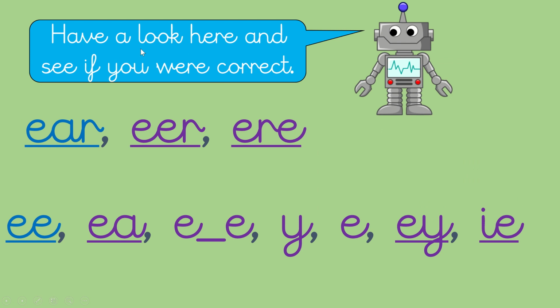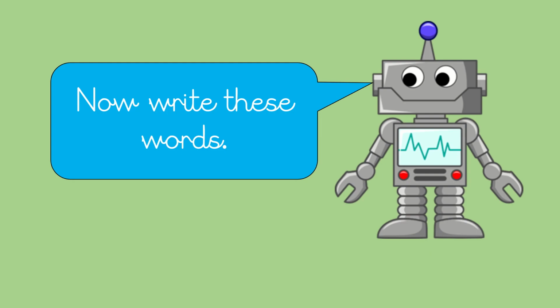Right, so Rex says, have a look here and see if you are correct. Okay, so for ear, you've got E, A and R. That's the Rex way of writing it. And then the 2 Kathy ways are double E, R and E, R, E. And then the 7 different ways are here for you to have a look at. So double E, E and an A, split digraph E, Y by itself, E by itself, and E and a Y and an I and an E. So well done if you got those, and see if you can remember them for the next time we write them. Now write these words.